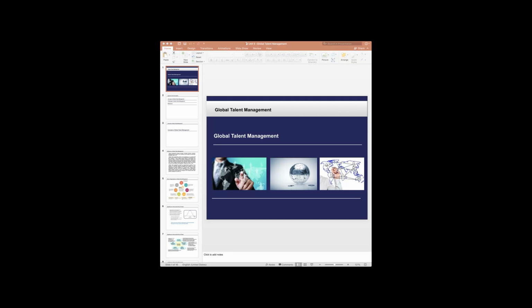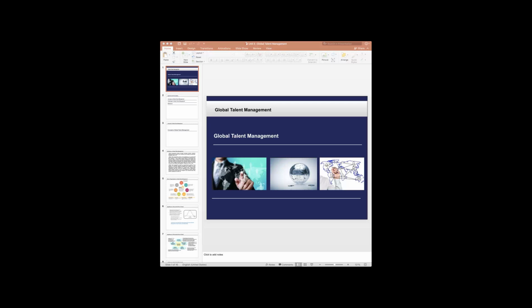What we're going to do is look at discussing some of the brief outlines for some of the units for which we are looking at doing an APL. Now, some of these tasks primarily involve you making a PowerPoint presentation. So one of the first discussions that we're going to look at today is the unit which is global talent management.